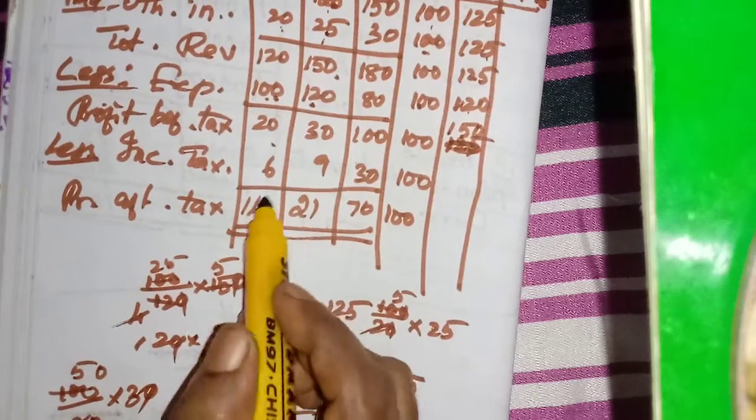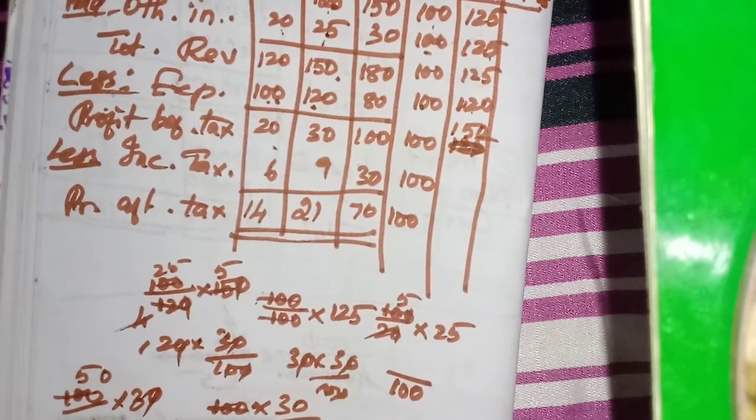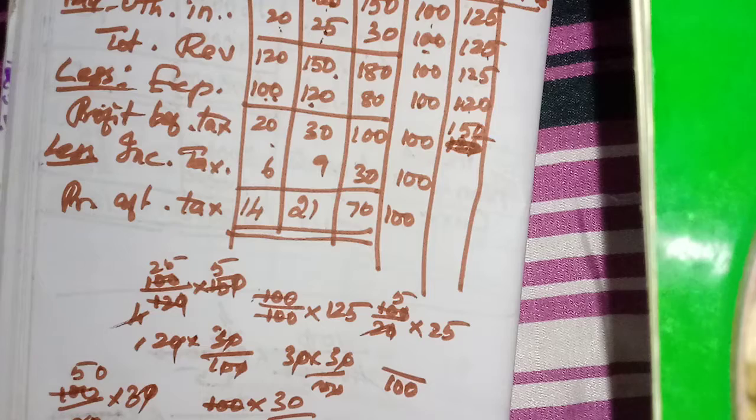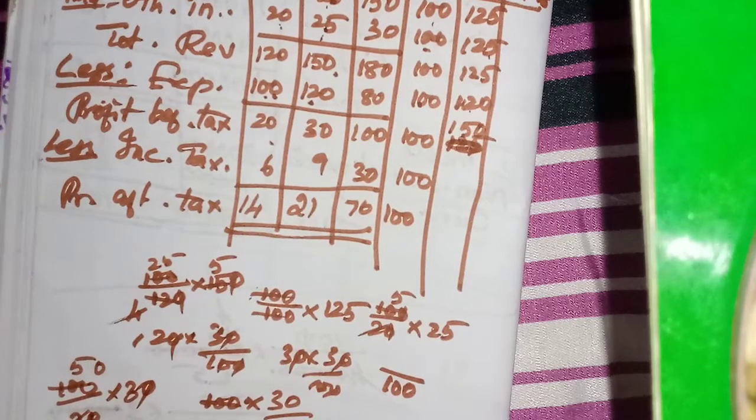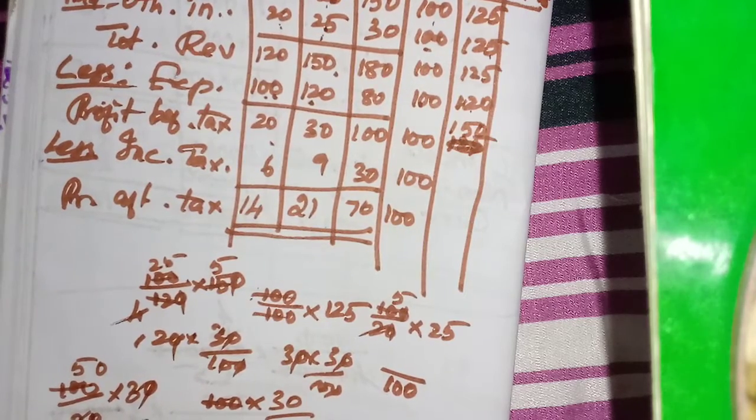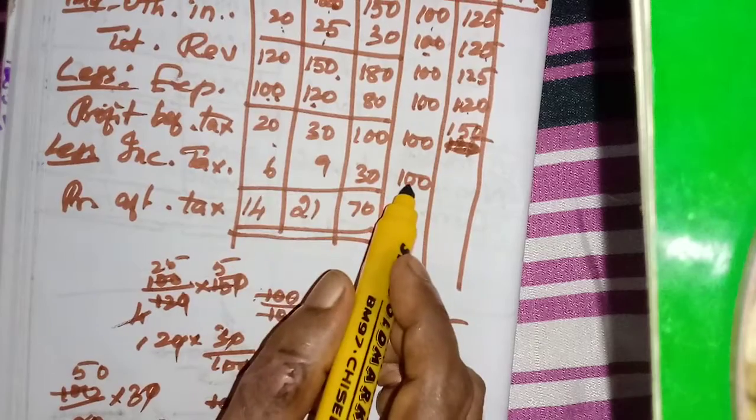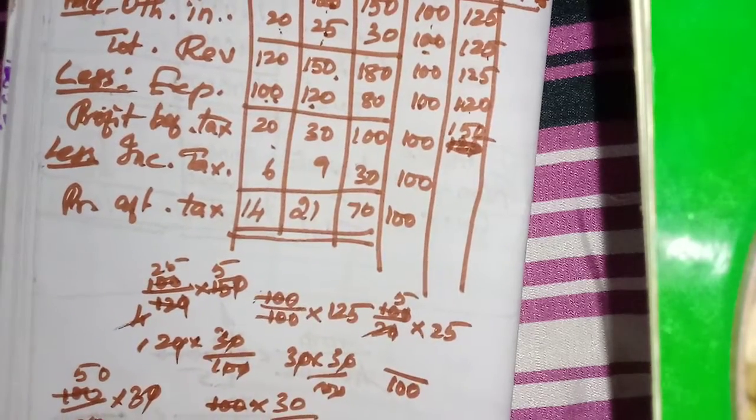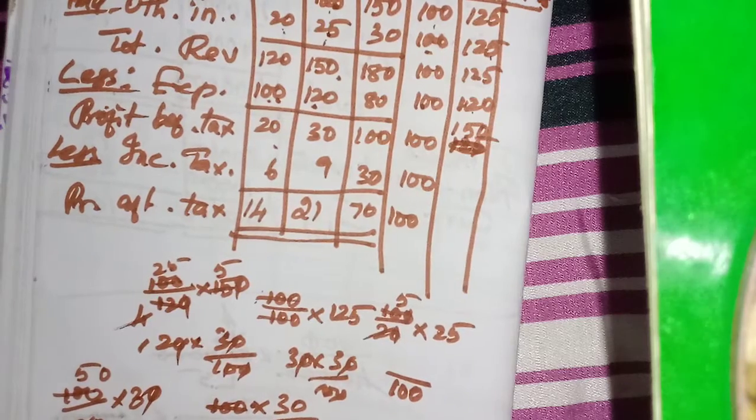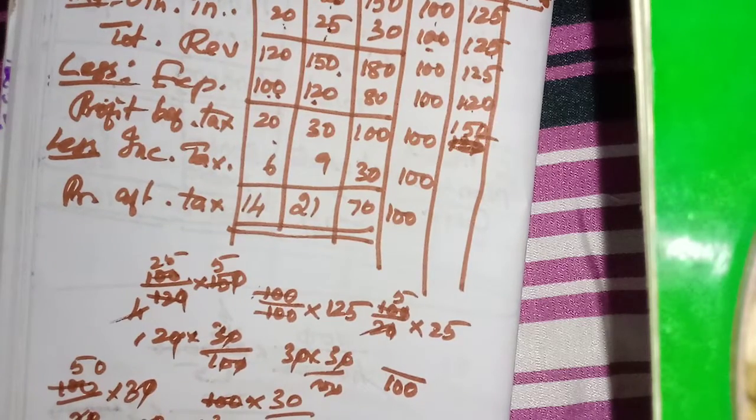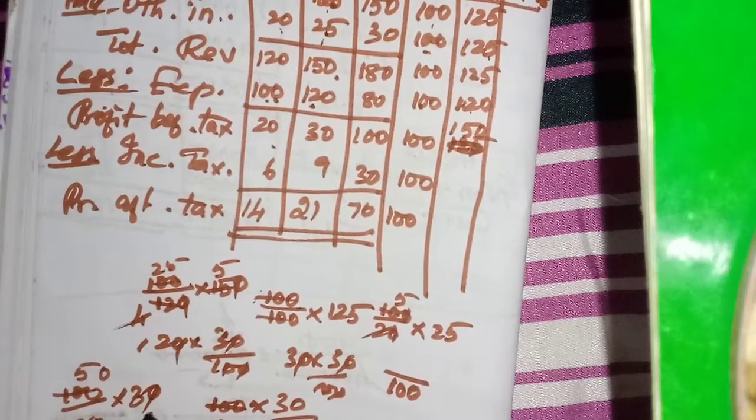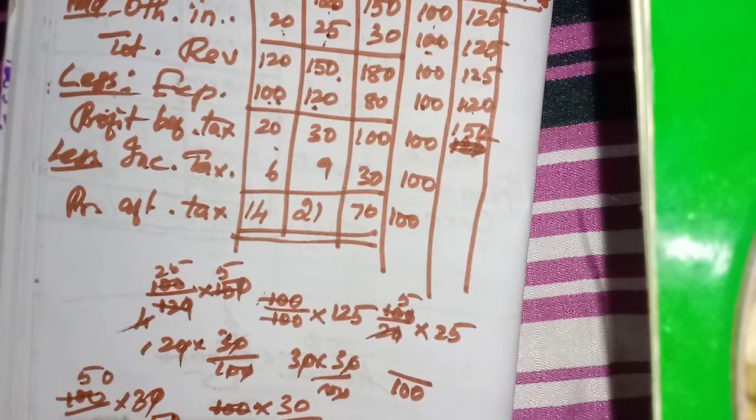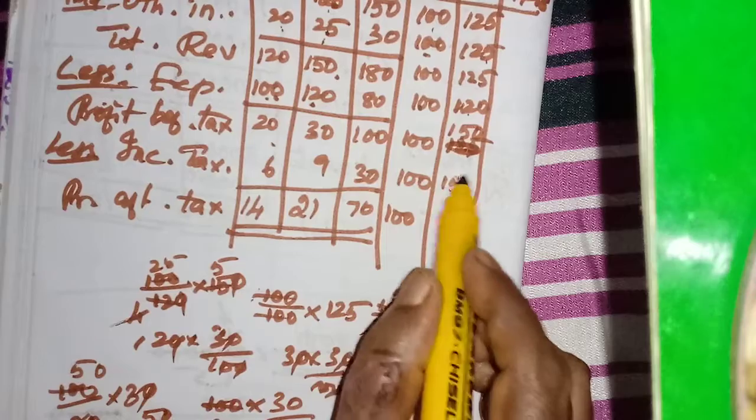Then here for 6 it is 100. Then for 9 how much? 6 and 9. Here 3, here 2. Here 2, 50. 50 into 3, 150.